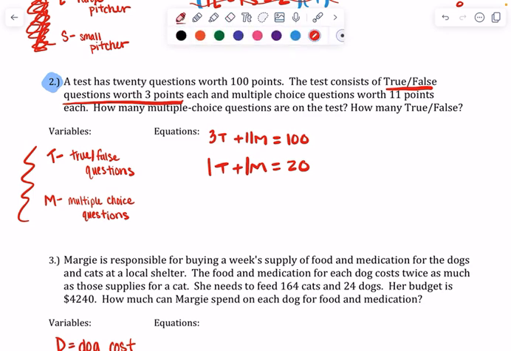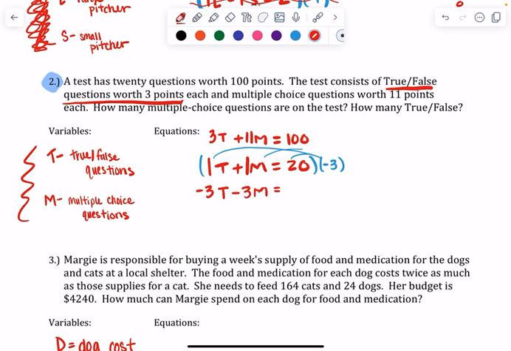So if that first equation is 3t, we want this to be negative 3. So we need to multiply your second equation by negative 3. Everything in there by negative 3. Get a whole new equation. So now negative 3t, 1 times negative 3, negative 3m, equals 20 times negative 3, negative 60.